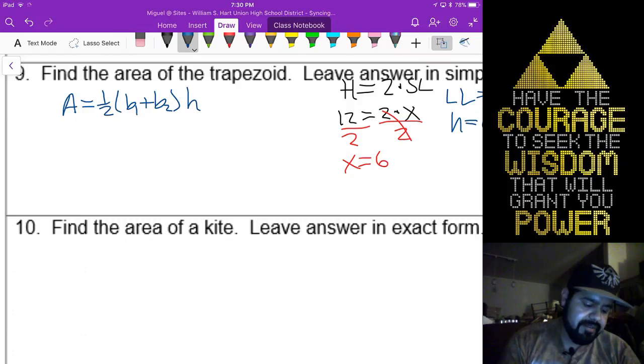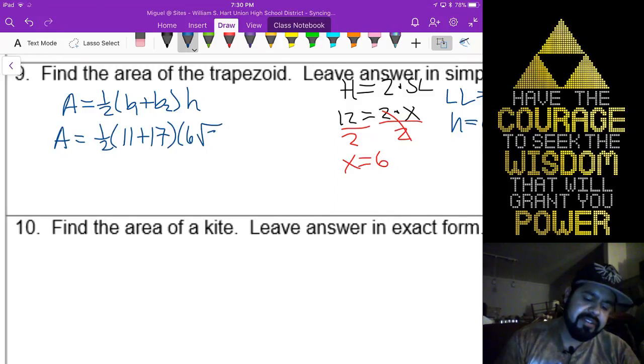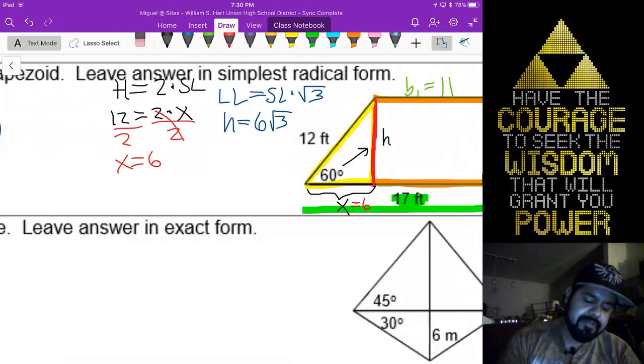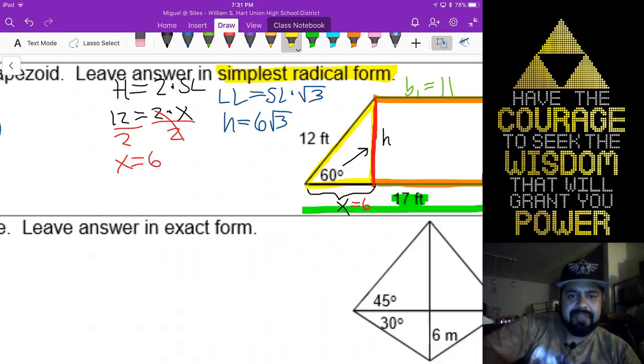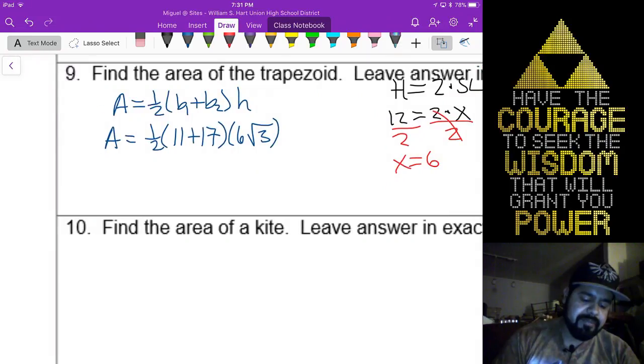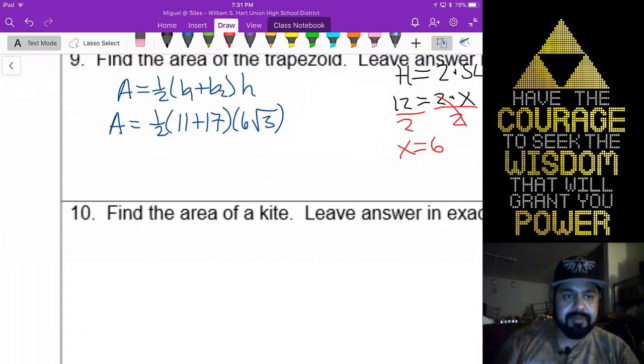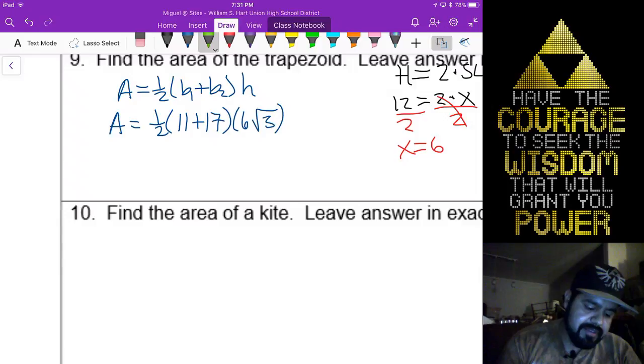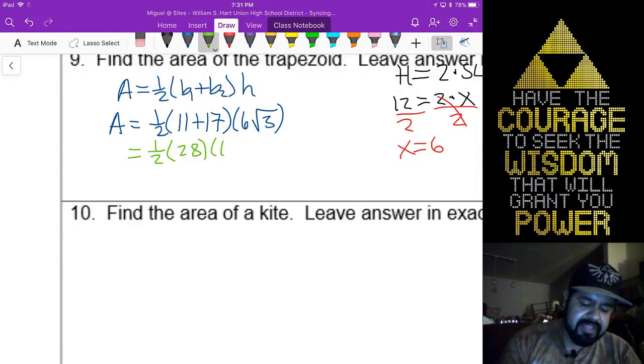So right here, we're going to say 1/2 of (11 plus 17) times 6 rad 3. Now notice our answer says to leave it in simplest radical form. So I want to be careful not to just type this straight into my calculator. I want to be a little creative with the commutative property of multiplication to help me out. Let's first simplify inside the parentheses. So 1/2 of 28 times 6 rad 3.